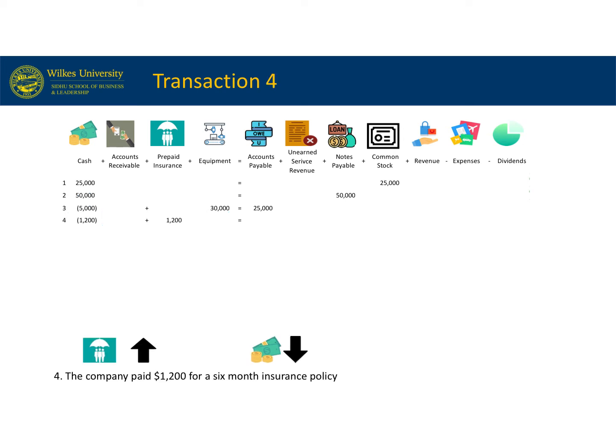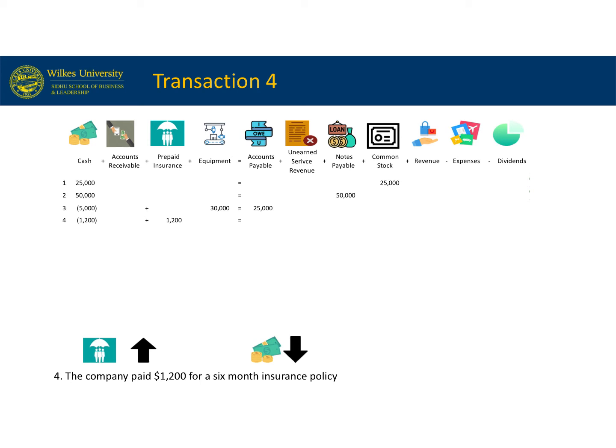In transaction 4, the company paid $1,200 for a 6-month insurance policy. Because insurance needs to be paid before you use it, and when canceled, the unused portion is refundable, the unused portion is an asset. Remember, an asset is a resource to be used by a company, and we call this asset prepaid insurance. When insurance is used by a company, we have an expense. And remember, an expense is a necessary outflow from the company as part of its operations. We'll call that expense insurance expense.